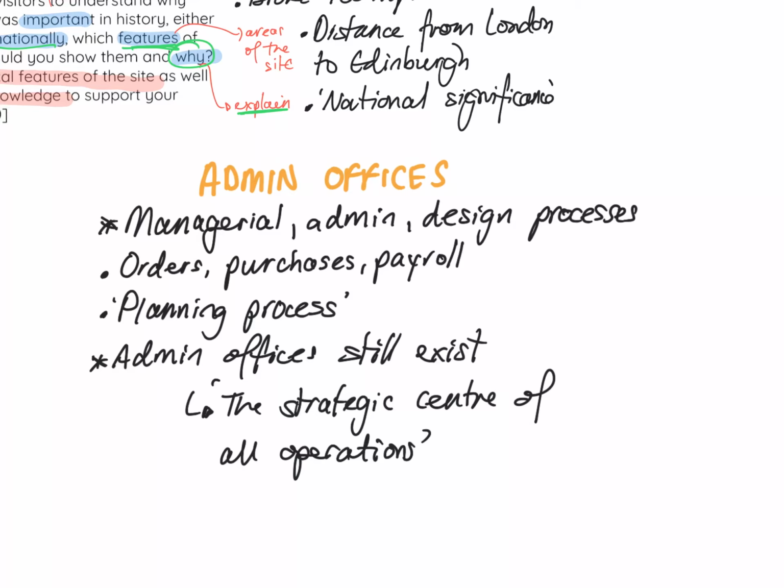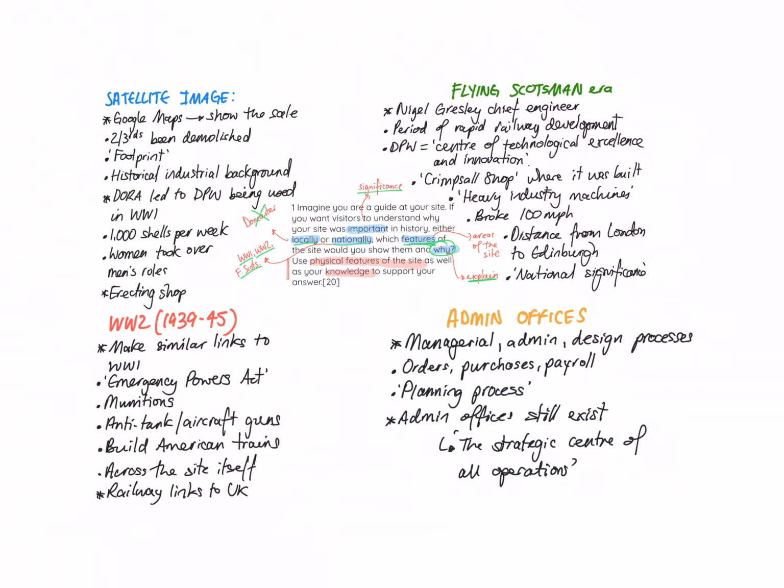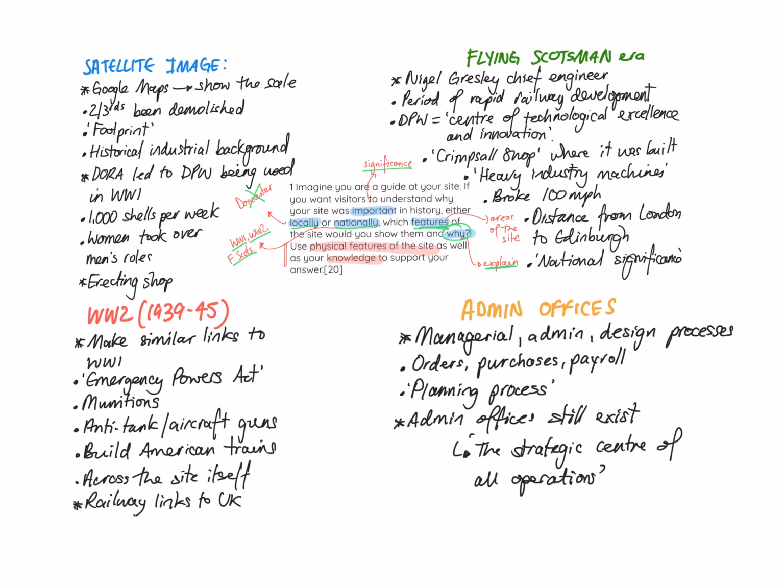With regards to specific features, the admin offices still exist today, and essentially it's still the strategic centre of all operations of Wabtec, and it was the strategic centre of all operations linked to these different phases for the plant works. So just a quick summary then. If we zoom back out, we can see we've got four different parts to this. You'd need 4 different parts for the full 20 marks.